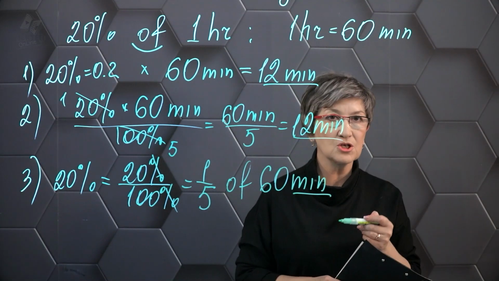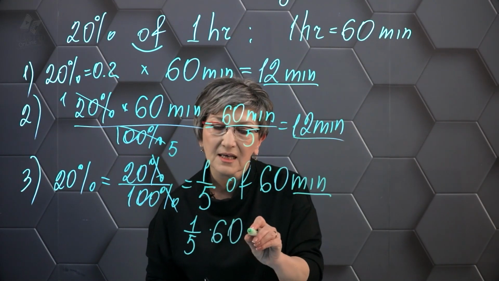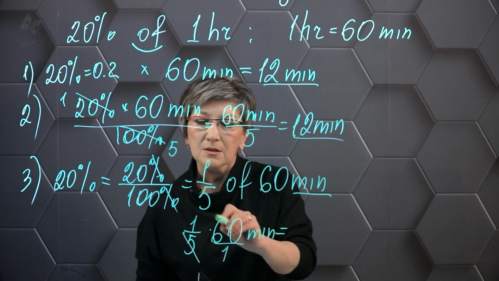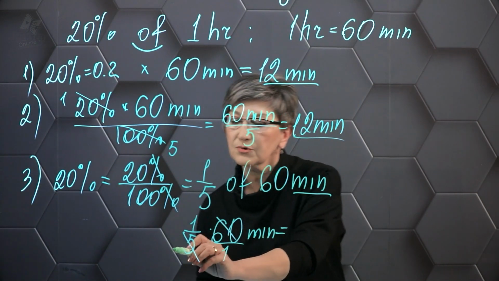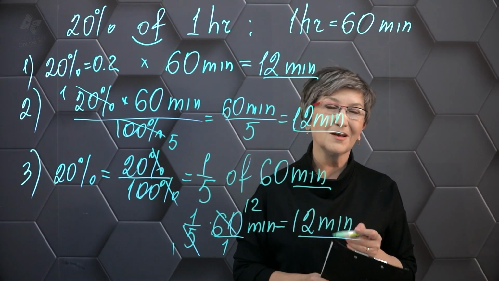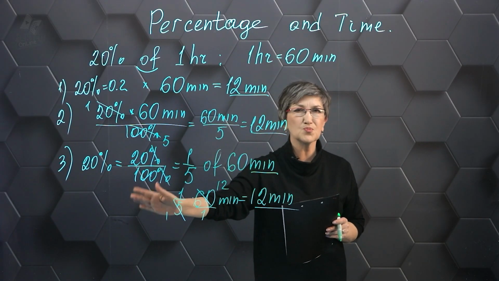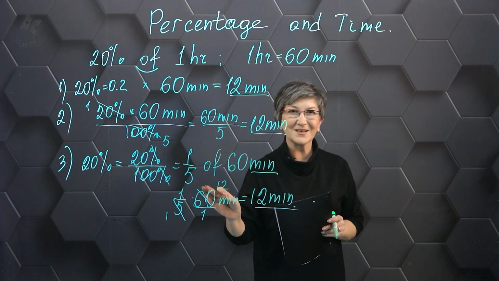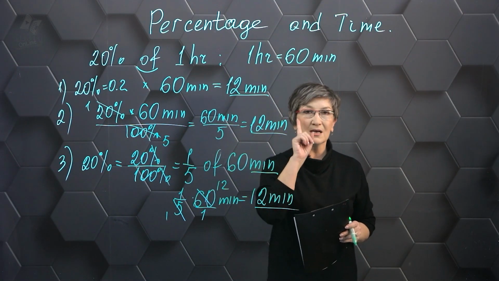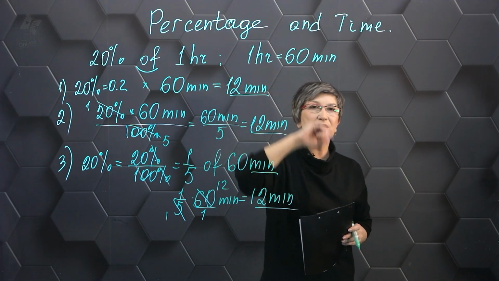And we have to multiply again. That is, I multiply 1/5 by 60 minutes. And we get that 5 and 60 are reduced. There will be 1 and there will be 12. And again, the answer is 12 minutes. When finding a percentage of a number, you can use either method. There is also a method of proportion, but I will not show it. You can try it yourself, and again you will get 12 minutes. The most important thing when working with such tasks is to convert hours into minutes.